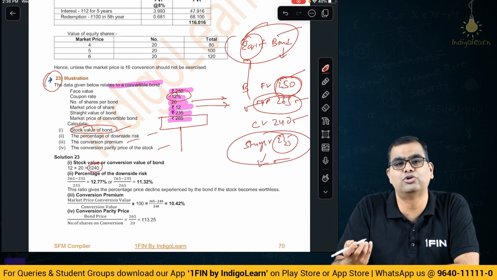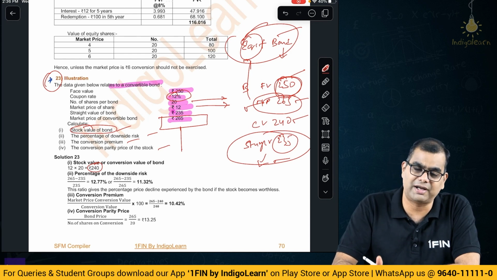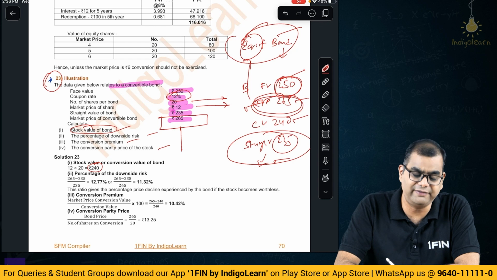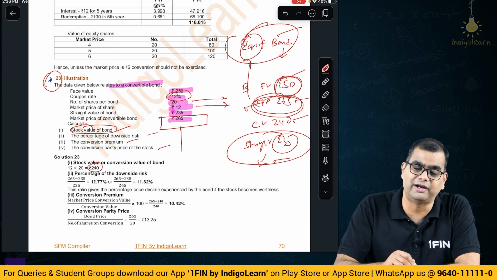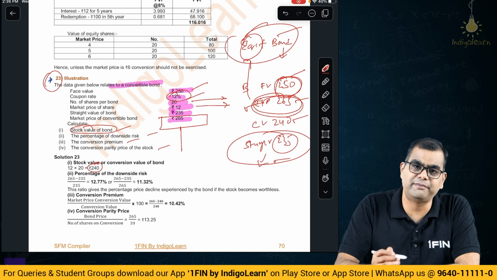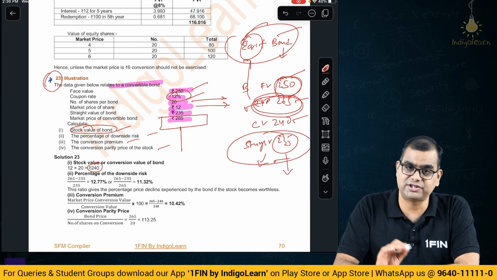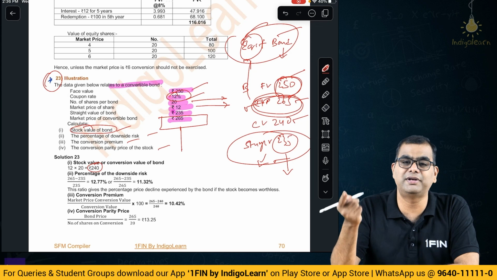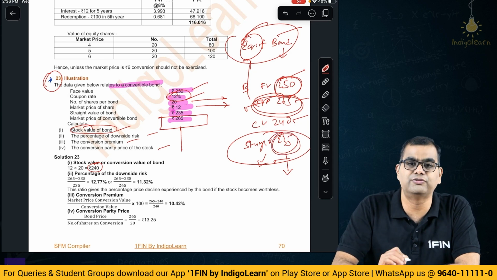Now, you may ask me, sir, where will I get this 235? So, in the market, when you look at the price of 265 and when you look at a similar kind of bond without the conversion option, same 250 rupees face value, 12% coupon rate and same maturity, it may probably be trading at 235. Or if it is not trading, you look at a bond which has a similar yield and compute the price given the yield. Then you get a value called straight value, which is 235.